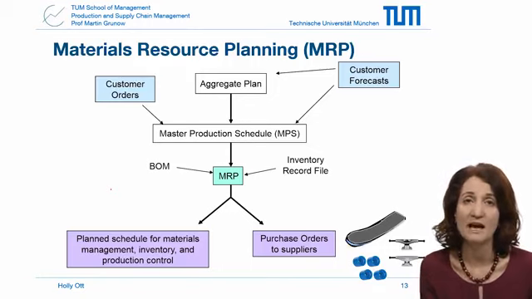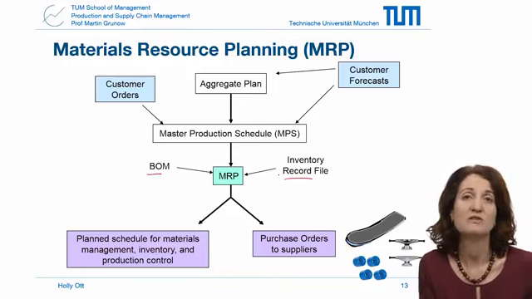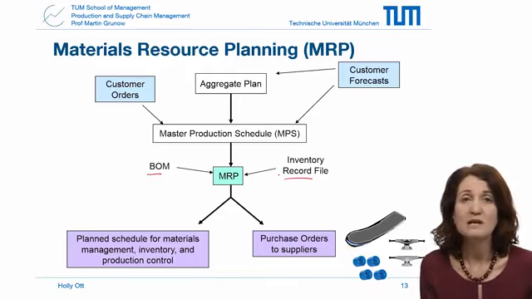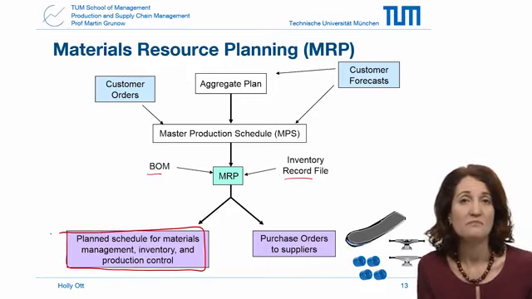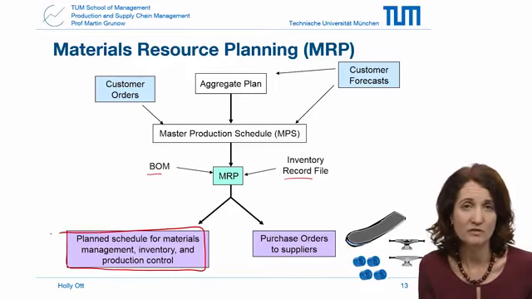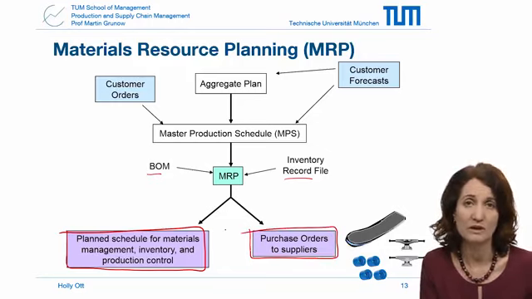The MRP also looks at the inventory record file. It needs to know what the BOM is. It looks at the inventory record file to see how much inventory, these raw materials, for example, we have on hand, how much to order, lead times, lot sizes for ordering, etc. And the MRP will then generate order schedules for the materials, inventory levels and production control information, and of course purchase orders to suppliers for actually ordering the raw material. It also creates additional reports which are then used for planning and controlling.